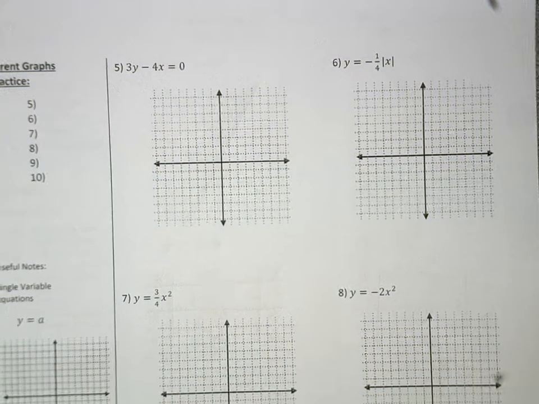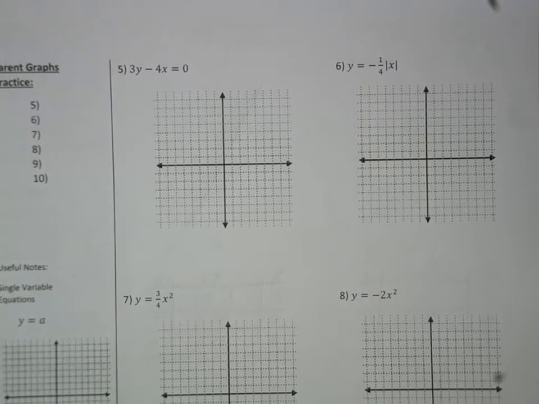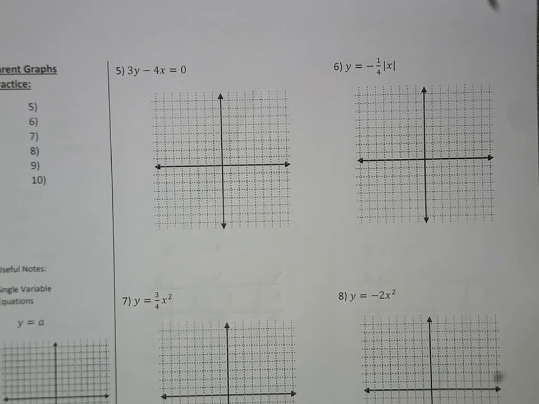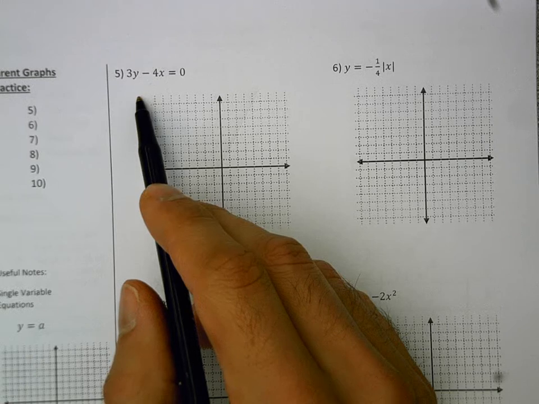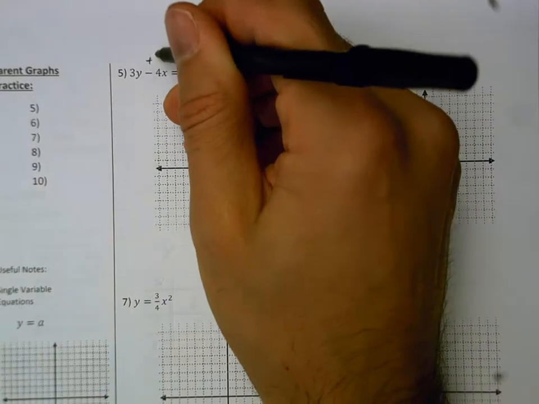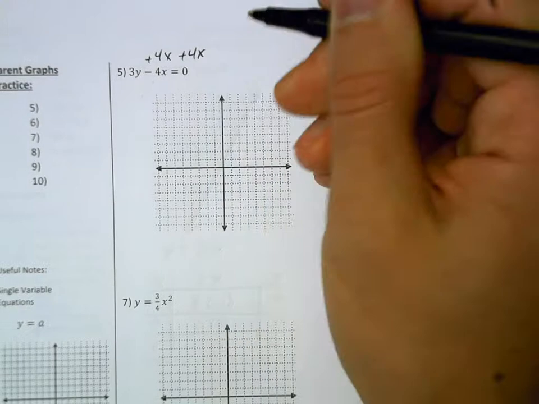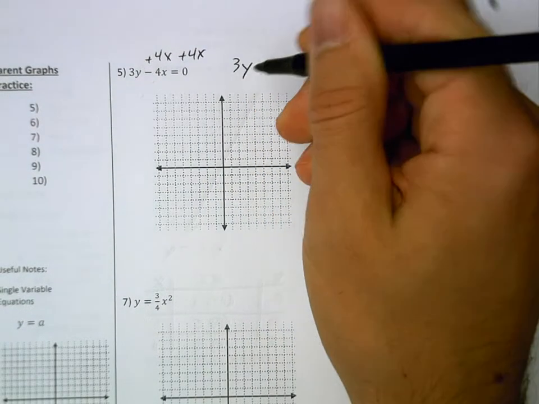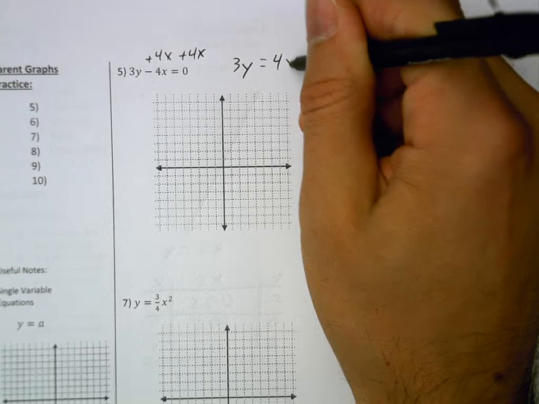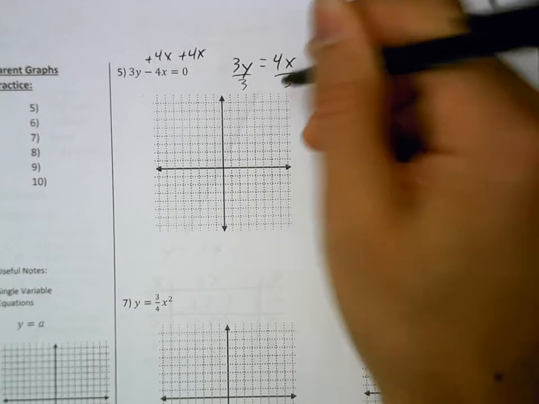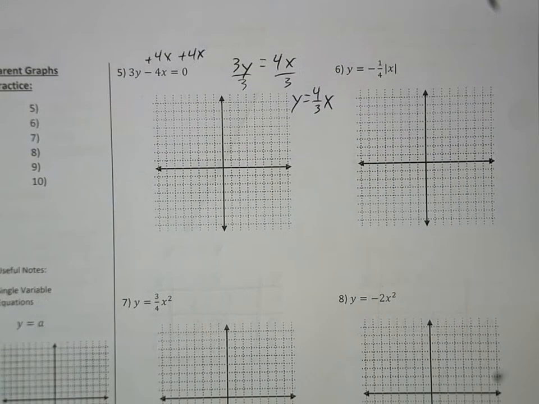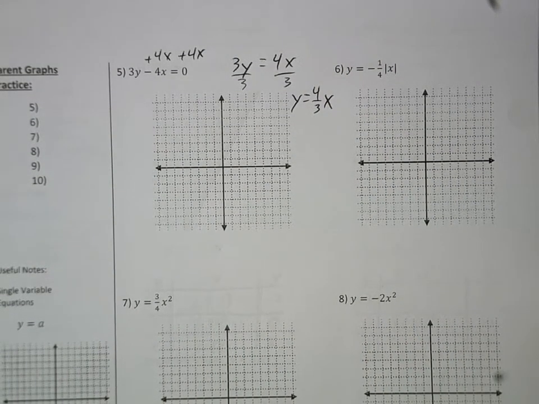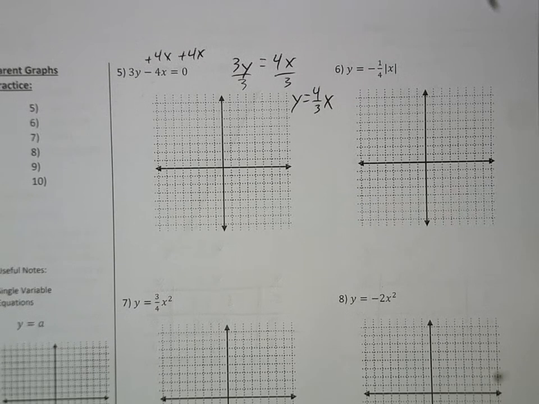Number 5, 3y minus 4x equals 0. That doesn't look like what we've been doing. But it's not bad. All you have to do is solve for y. That's what makes this look different, it's not solved for y like the other ones. So here, if I add 4x to both sides, doing inverse operations, or inverse order of operations, 3y equals 4x, divide by 3, y equals 4/3 x. Now you can see that it's a linear equation. Plug in numbers divisible by 3, and you'll be able to graph that. Does that make sense to everybody? Yes. Or again, use the slope up 4 over 3.